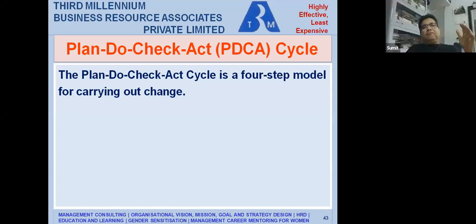So the two parts of this topic, we are doing topic 8. Topic 8 had two subtopics. One was Lewin's model and the second part was the PDCA cycle. These are the two things in topic 8.